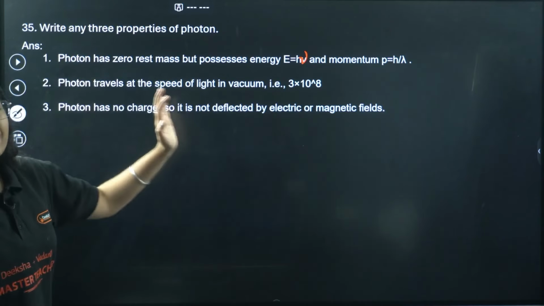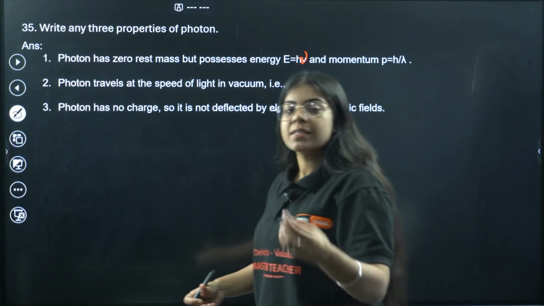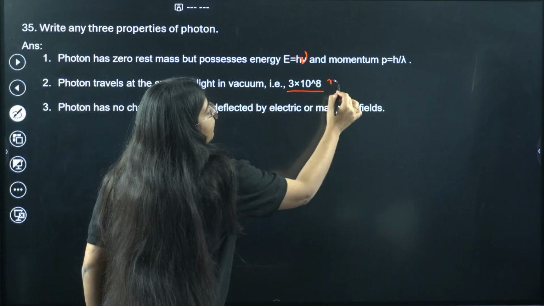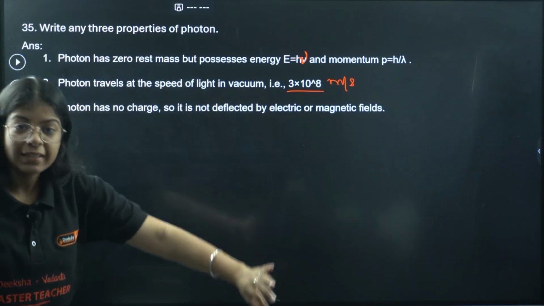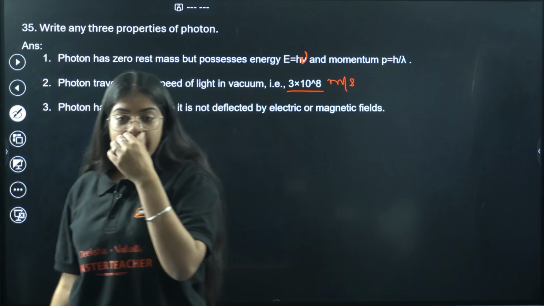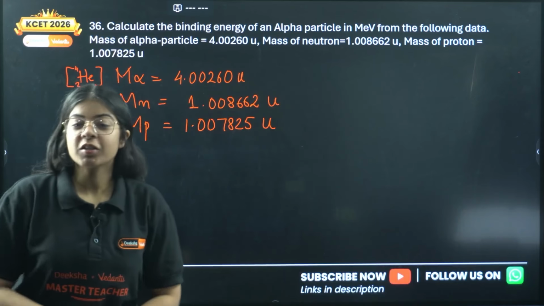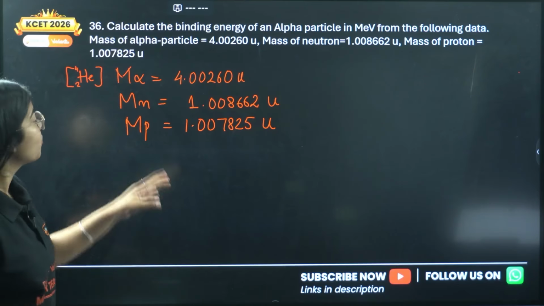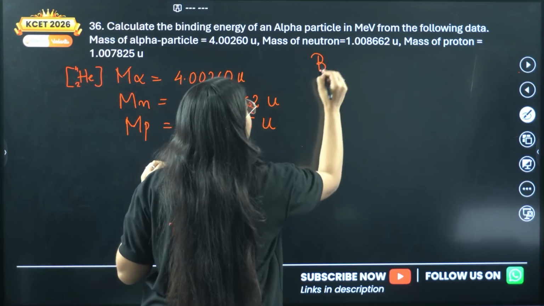Correct? Then photon travels with the speed of light. We mention that photon is a particle of light, kind of. So it travels with 3 into 10 raised to power 8 meters per second. And the third is, photon has no charge, so it is not deflected by either electric or magnetic fields. Correct? If light is traveling, it won't be affected by electric and magnetic fields. Correct? Moving on to the next question, the 36th question, says: calculate the binding energy of an alpha particle. We need to calculate the binding energy of what?